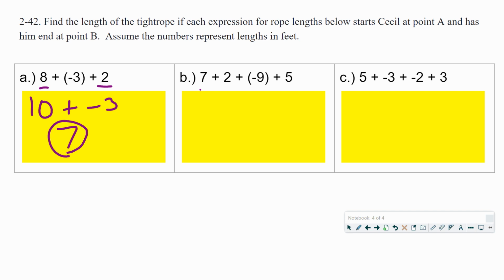So for B, I would add 7 plus 2 plus 5. 7 plus 2 is 9, plus 5 is going to be 14, and 14 plus negative 9 is going to be 5. I could have also seen that once I got 9, a negative 9 would have made it 0. 5 plus 3 is going to give me 8, plus a negative 5 is going to give me 3.